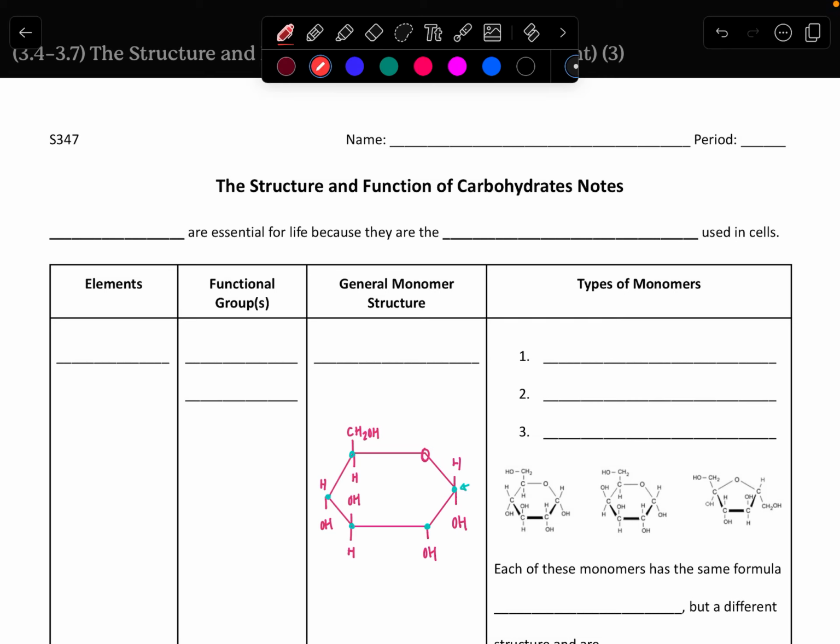Hey guys, today we are going to be talking about the structure and the function of carbohydrates.